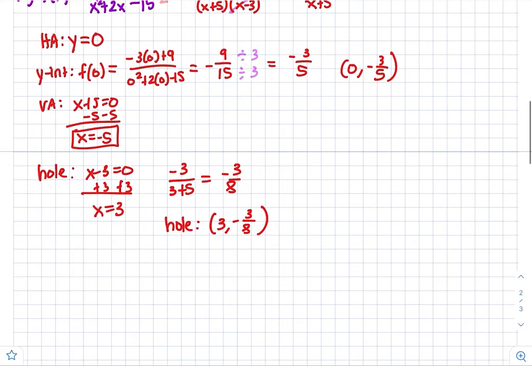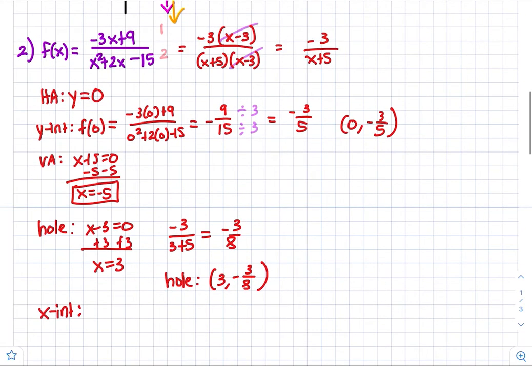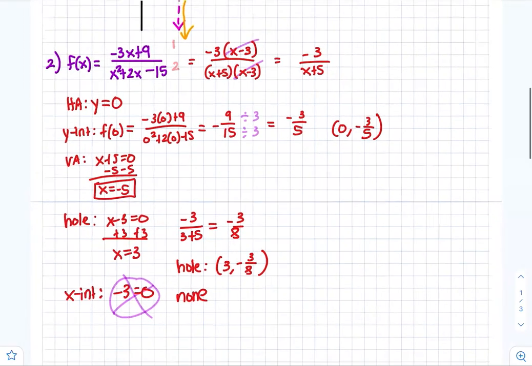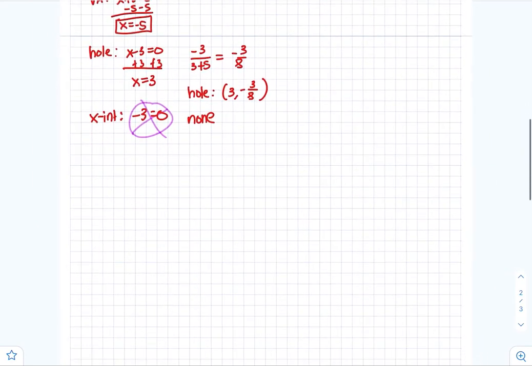And lastly, our x-intercept is when you set the numerator equal to 0. There's our numerator. But you know -3 equals 0 is impossible, which means our x-intercept is none. Now we have solved for every component. Now it's time to graph.